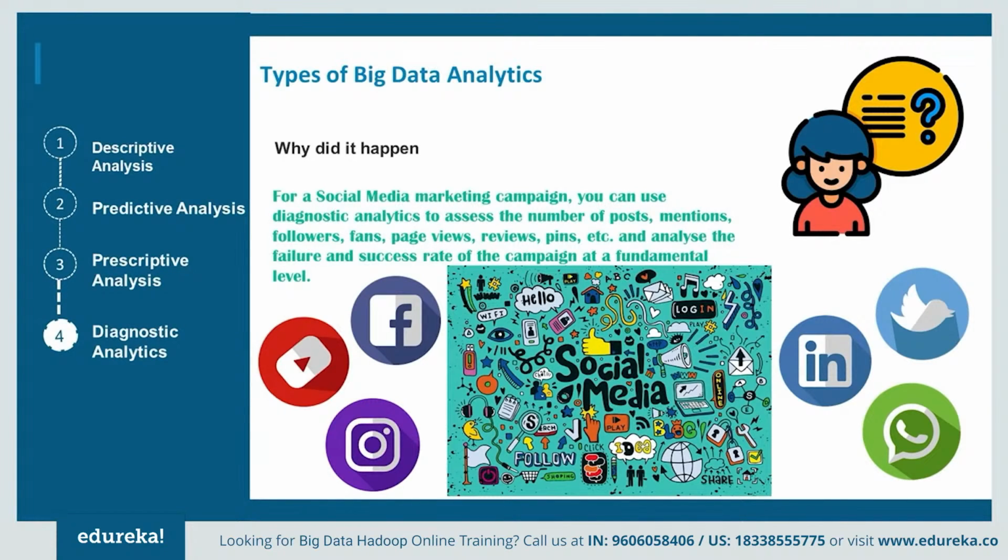Examples for diagnostic analytics could be a social media marketing campaign. You can use diagnostic analytics to assess the number of posts, mentions, followers, fans, page views, reviews, pins, etc. Then you can analyze the failure and the success rate of a campaign at a fundamental level. Therefore, there can be thousands of online mentions that can be distilled into a single view to see what worked in your past campaigns and what did not. Now that we have seen all the four types, I hope that you've understood the different examples of all the four types and the difference between them.